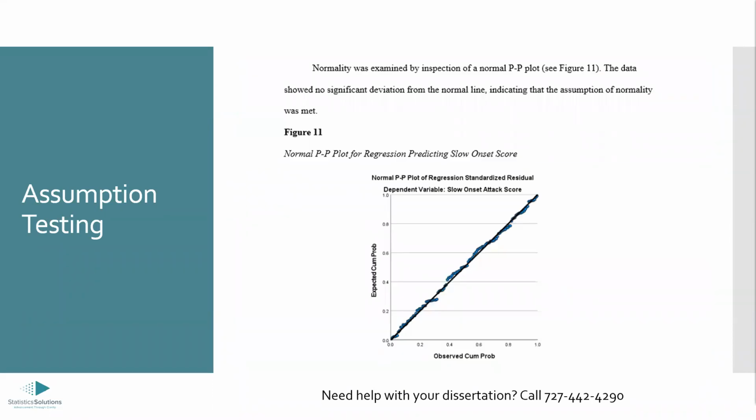Let's take a look at some examples of how you might present the assumptions tests. So here's an example where we test normality using a normal PP plot. So we're using a visual method to test for normality. We state that we're testing normality, and we state how we're testing normality by inspection of the normal PP plot. We provide an interpretation of that plot, saying that the data did not significantly deviate from normal. And then we make a statement saying that the assumption of normality was met.